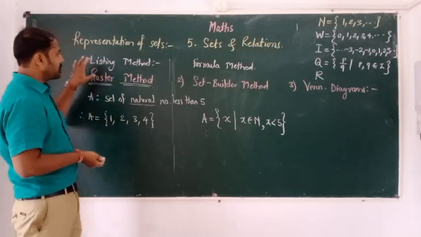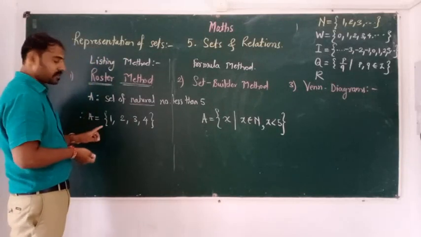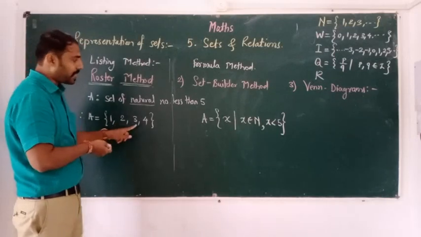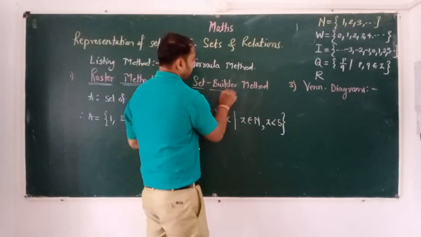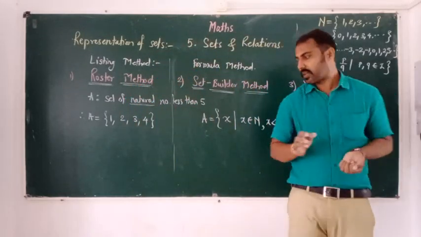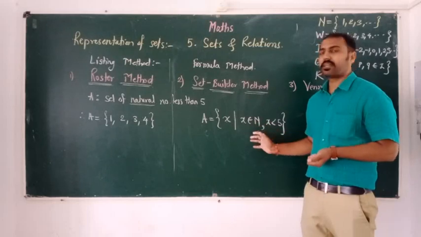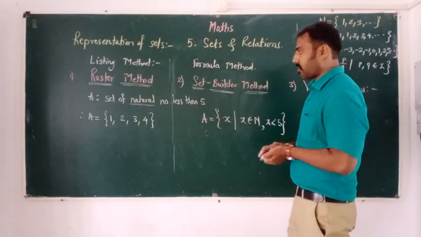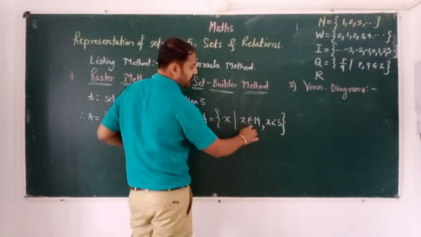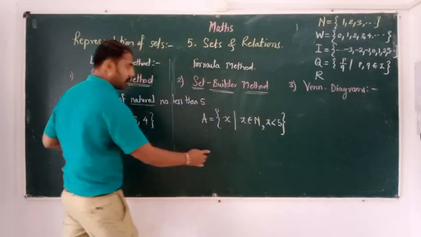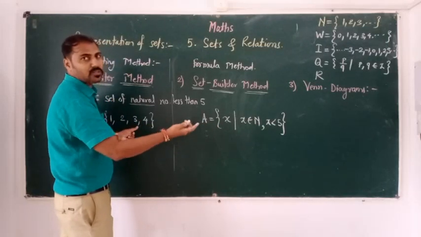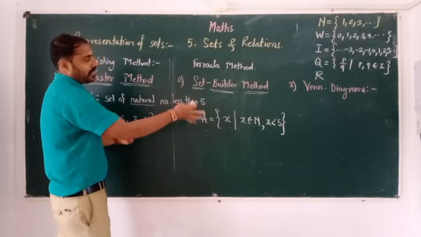In roster method, we list all the elements of the set in curly brackets and separate these elements by commas. And in set builder method, we build up a formula, and from that formula, all the elements are uniquely represented. For example, I can take a natural number less than 5. First, I can write here 1. Second natural number 2, 3, 4, 5. 5 is not less than 5, so I cannot write it here.